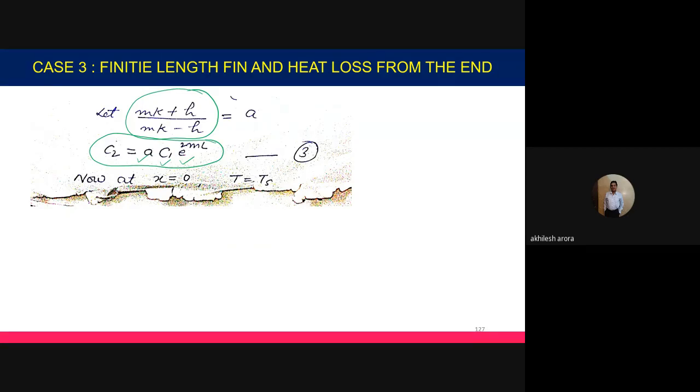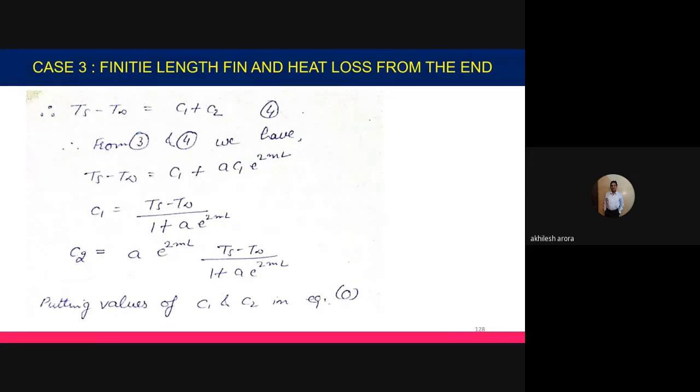Now we can apply the boundary conditions. What are the boundary conditions? Now this is the first boundary condition, number 1, at x is equal to 0. What is at x is equal to 0? It is nothing but theta s, or T is equal to Ts. And we will get theta s is equal to C1 plus C2. This is what we are going to get. You can see it here. This is nothing but theta s, which is equal to C1 plus C2 when we apply the first boundary condition.